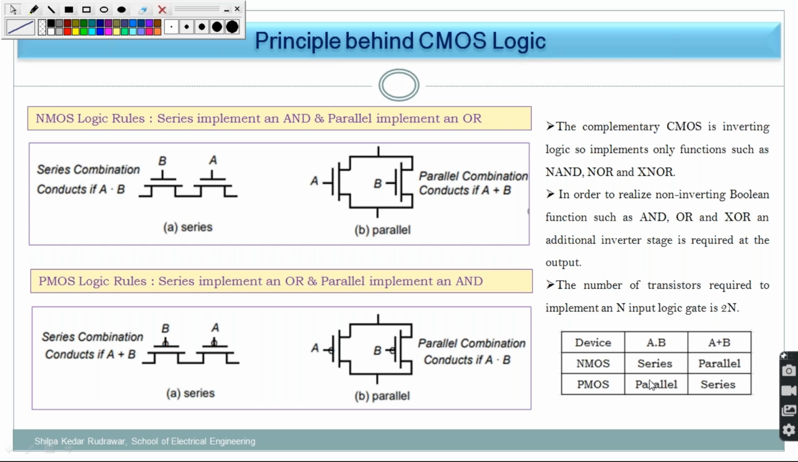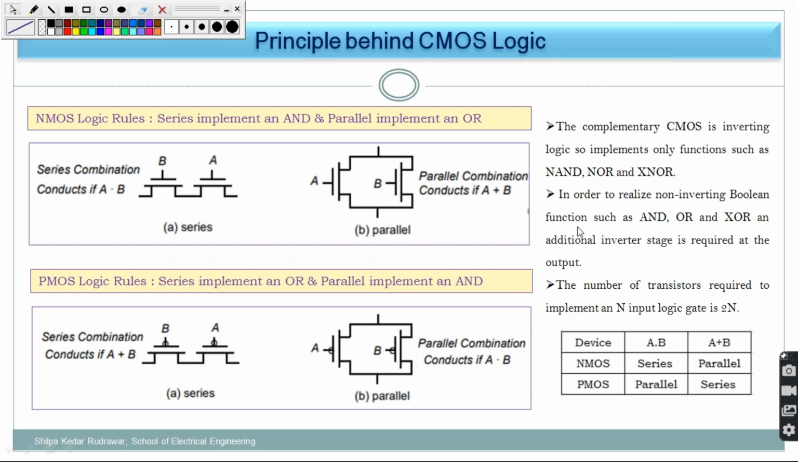Simplification of this I have written over here. So what is the meaning of this? Whenever you need to implement any combination logic using CMOS, as you know, there are PMOS and NMOS devices. Depending upon how many variables the combination logic has, NMOS and PMOS should be in the proper connection, whether series, parallel, or mixed. The complementary CMOS is inverting logic, so it implements functions such as NAND, NOR, and XOR. These are complementary, meaning inverting logic.